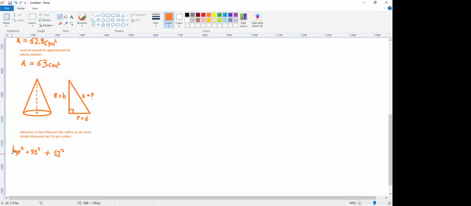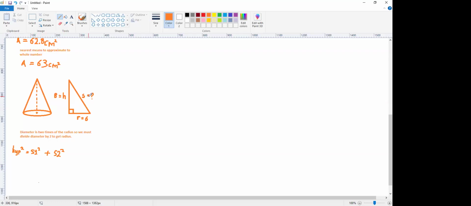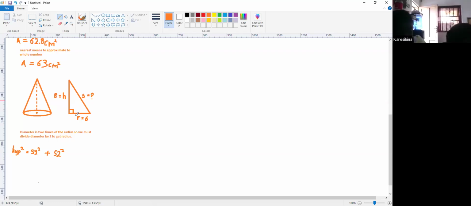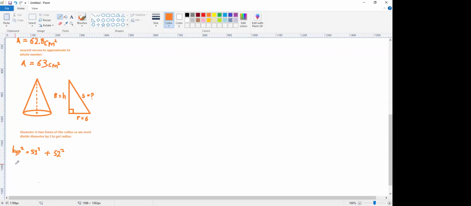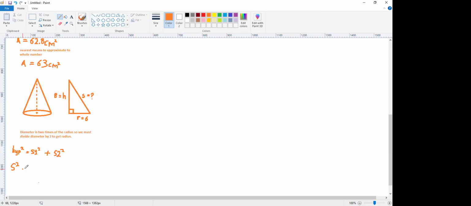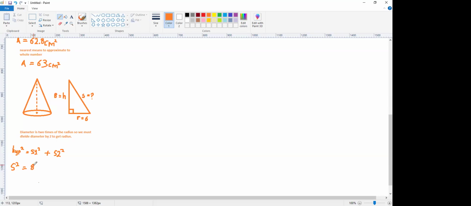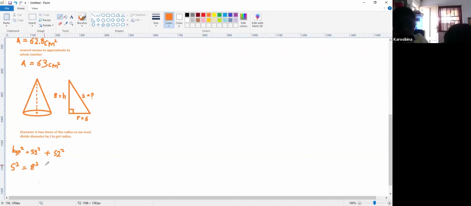So, what's my hypotenuse in this diagram? The hypotenuse is S. So, S squared is equal to what? What's my side one? Side one is 8. So 8 squared plus what? Six squared. Eight squared plus six squared.